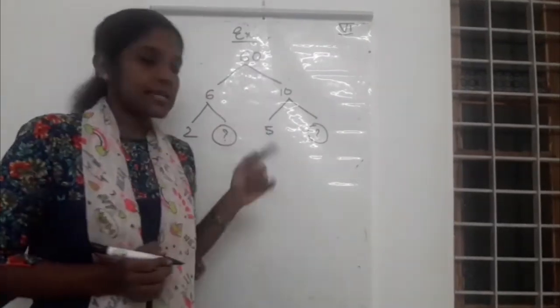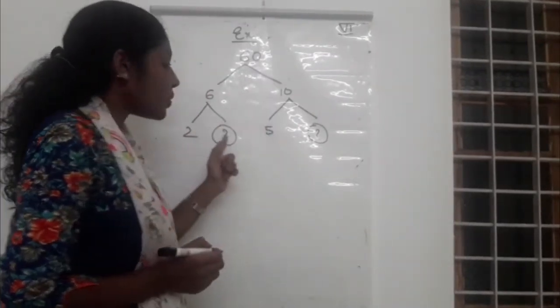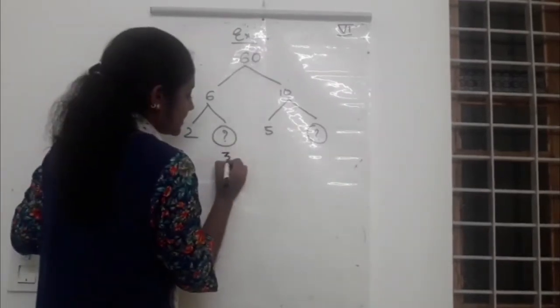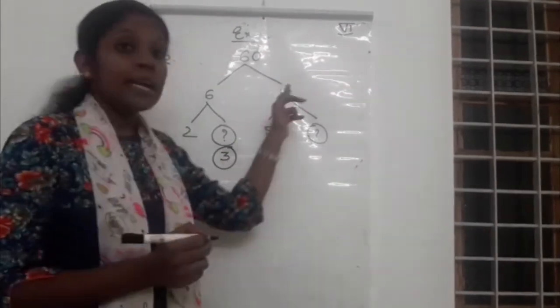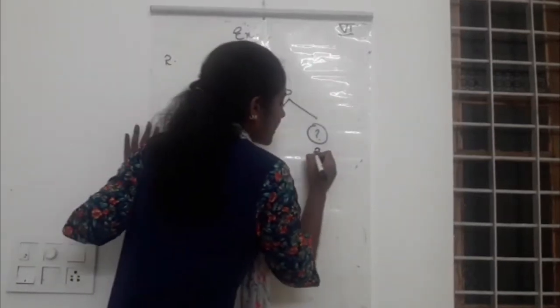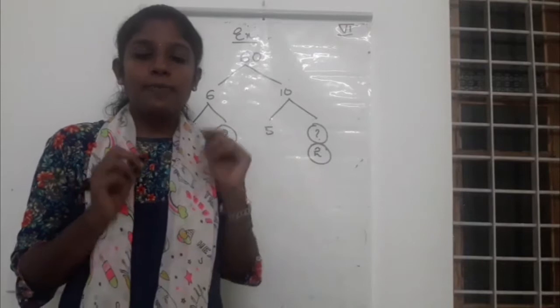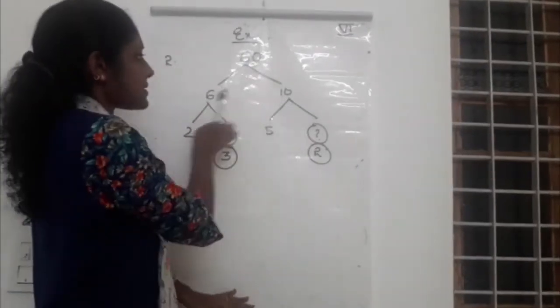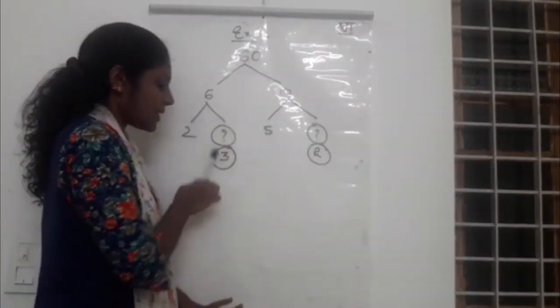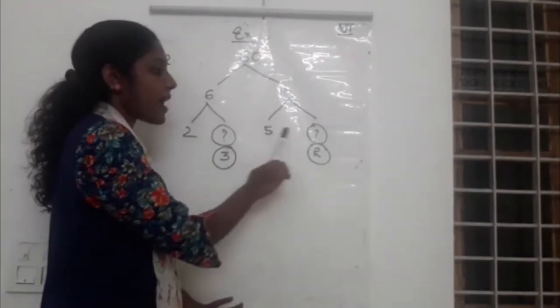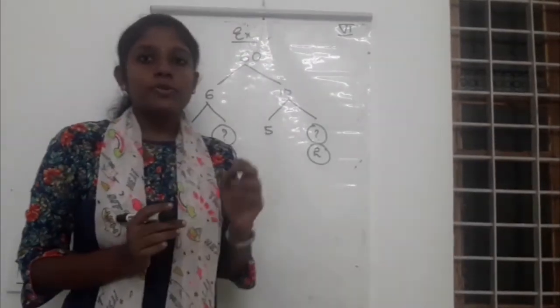60, 6 into 10 is 60. But 6 is 2 into 3. Yes, here it is 3. Then 10 is 5 into 2. Here the number is 2. So this is a very simple question to complete the prime factorization tree. 60 is 6 into 10, 6 is 2 into 3, 3 is the missing number, 10 is 5 into 2.